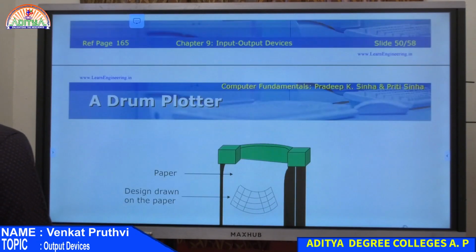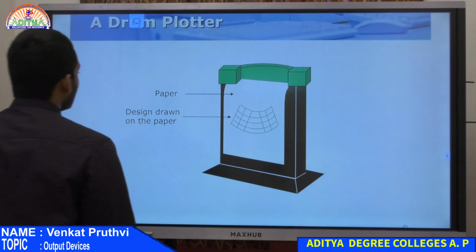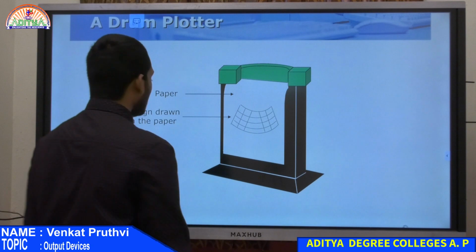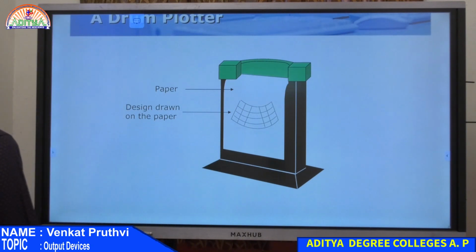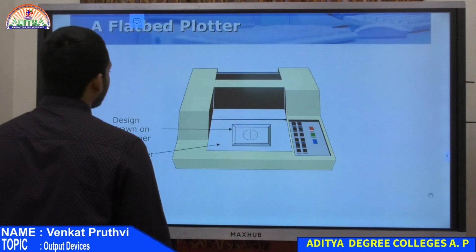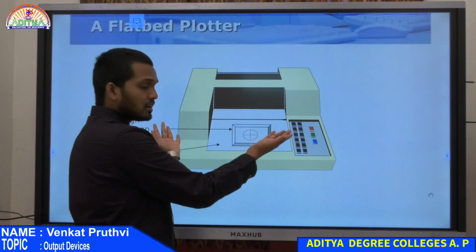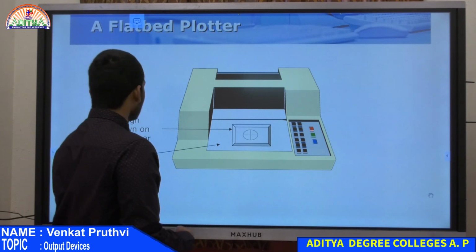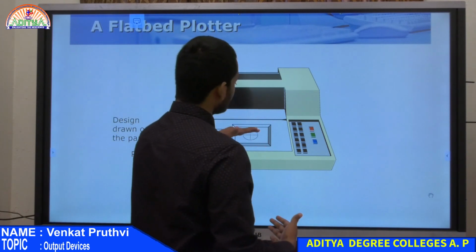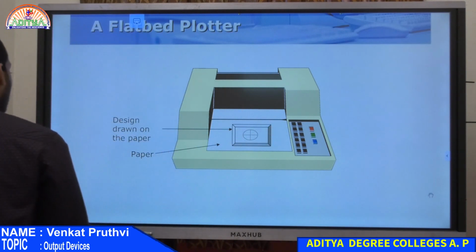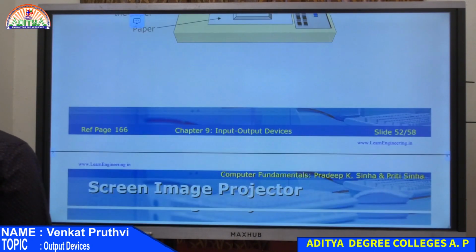So this is how a drum plotter looks. It has the paper, the design drawn on the paper, and it's giving the output that is required. And then we have the flatbed plotter. What do you have in the flatbed plotter? It looks flat like a rectangular plate, and the design drawn on the paper is being generated as an output here. We are placing the paper on this rectangular plate and we are getting the output that is required.